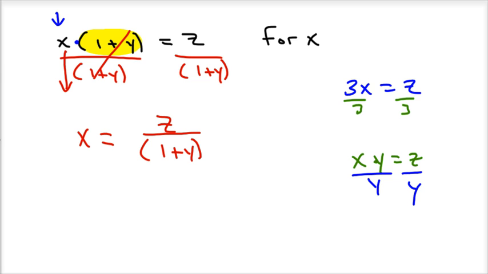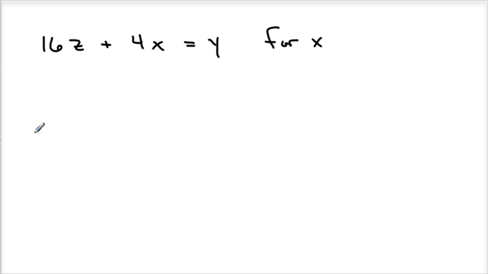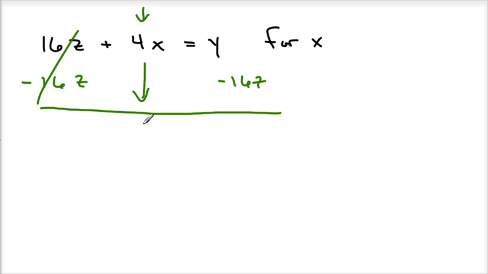Okay, a couple more examples. 16z plus 4x equals y. So I'm solving for x. I want to isolate this x. What's my first step here? I'm going to subtract 16z from both sides. Good. My 16z's go away, so I got 4x equals y minus 16z.